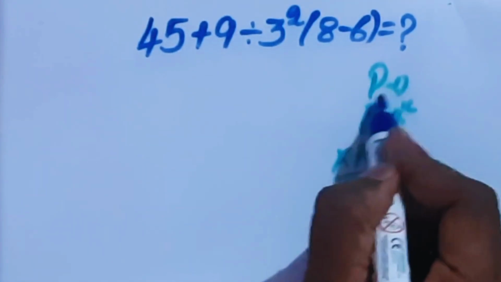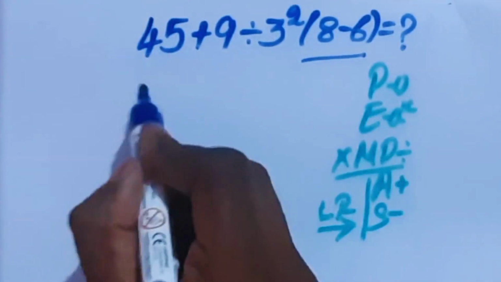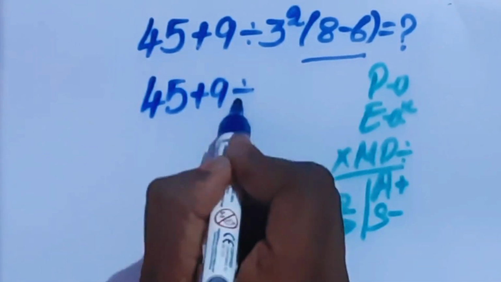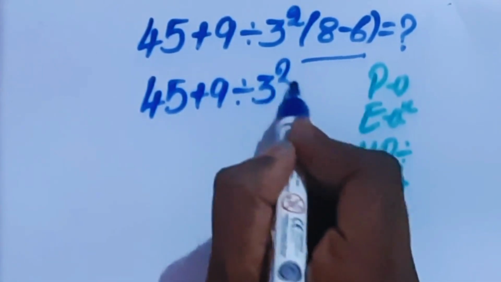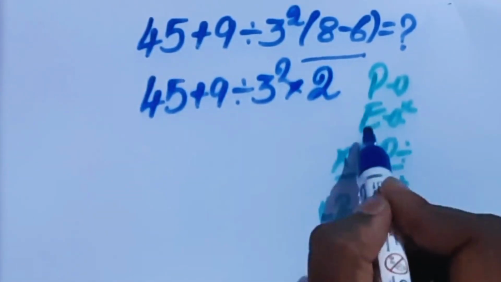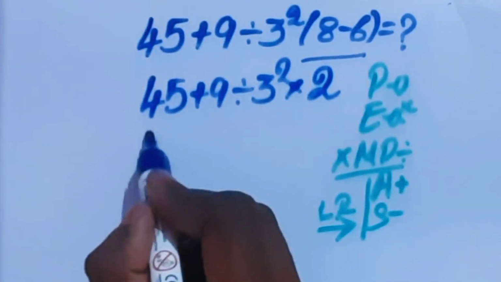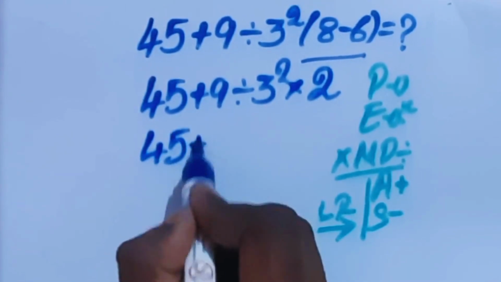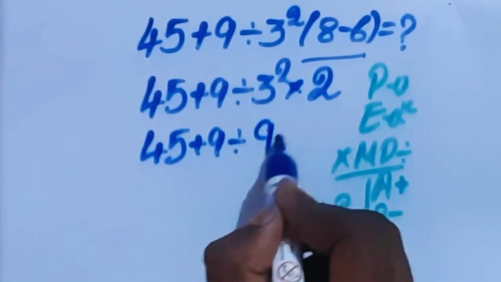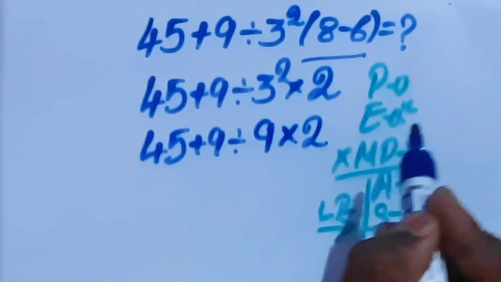Here as per PEMDAS, this bracket is higher priority. So 45 + 9 ÷ 3² × (8 − 6) becomes 45 + 9 ÷ 3² × 2. Here the next priority is this exponent. So 45 + 9 ÷ 3² becomes 45 + 9 ÷ 9 × 2.